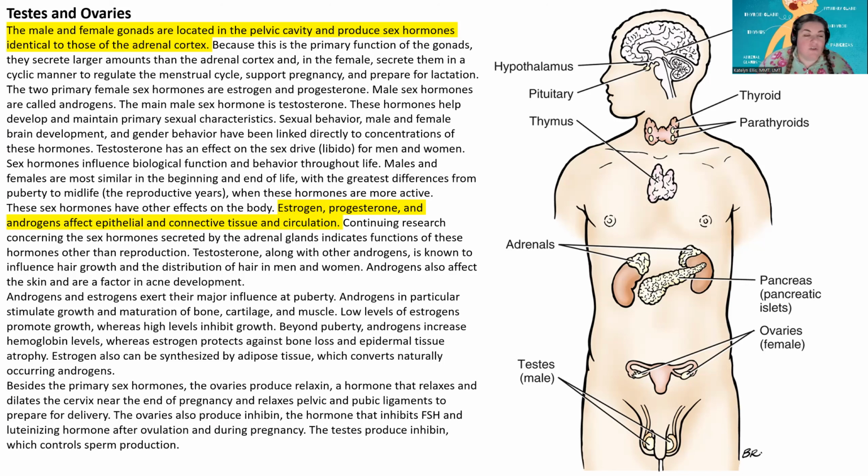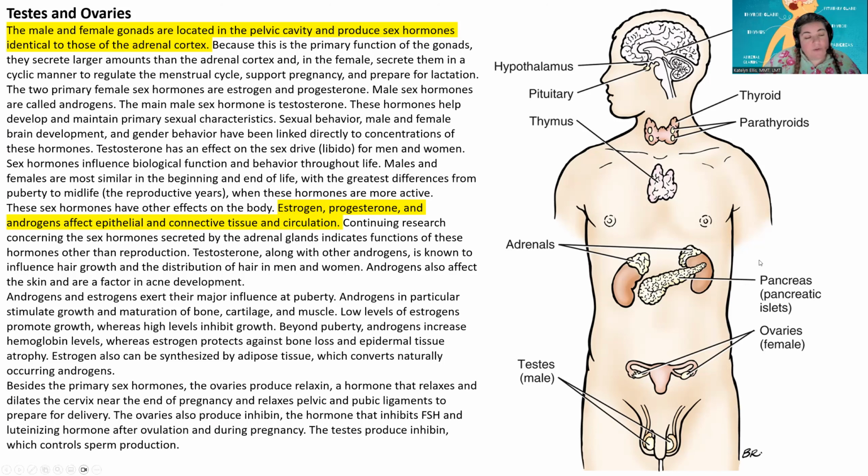Androgens and estrogens exert their major influence at puberty. This is when your secondary sex characteristics start coming in, where breast development really starts to occur. Pubic hair, armpit hair, facial hair, all of those things start to grow. That's also, if you remember, when your exocrine sweat glands, your apocrine glands really start to get going as well.